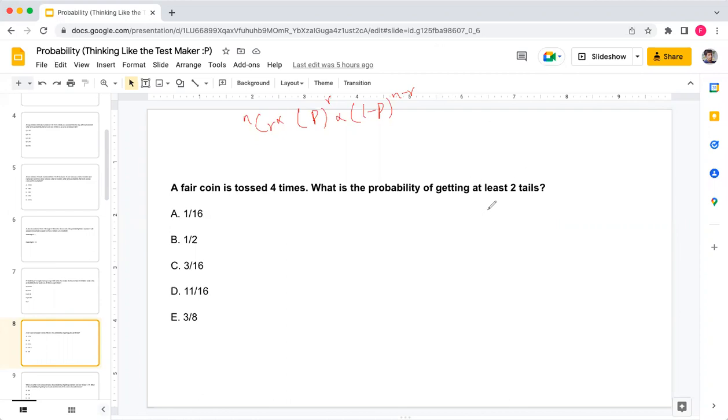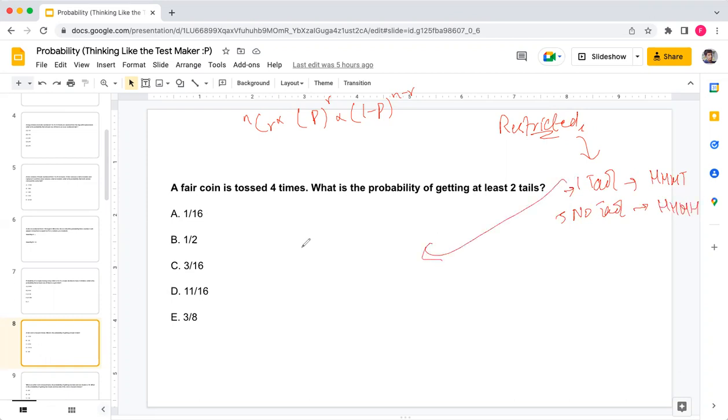How should I solve this? By the restricted case or by finding all of these? Just let me know. Okay, let's solve this by restricted case, because there is one less calculation in which we are getting 1 tail and no tail. So for 1 tail we have 3 heads and 1 tail, and for no tail we have all of these heads.